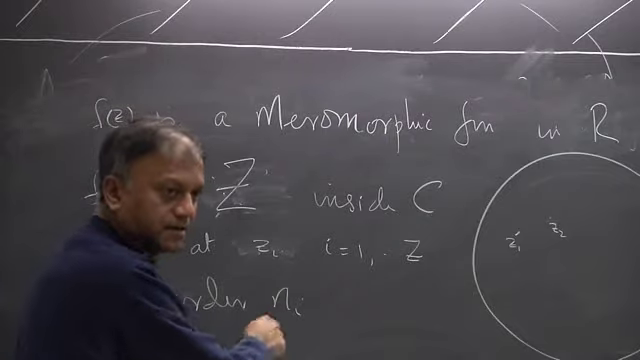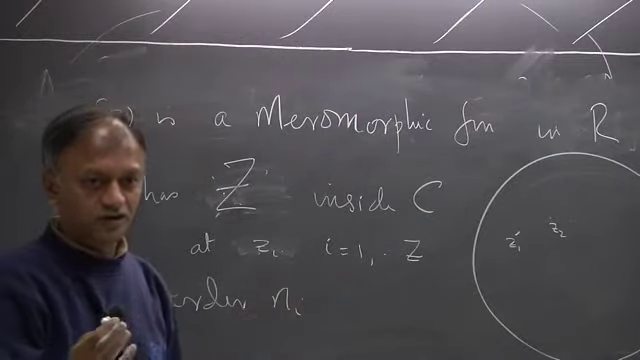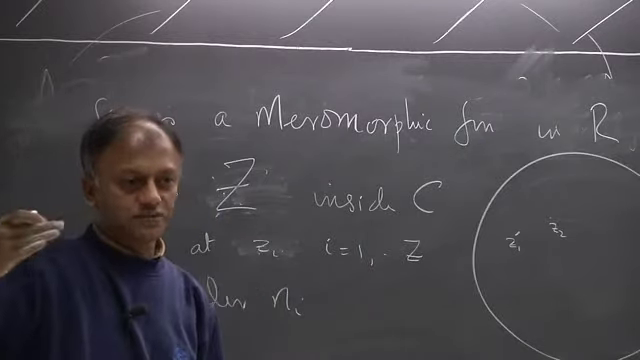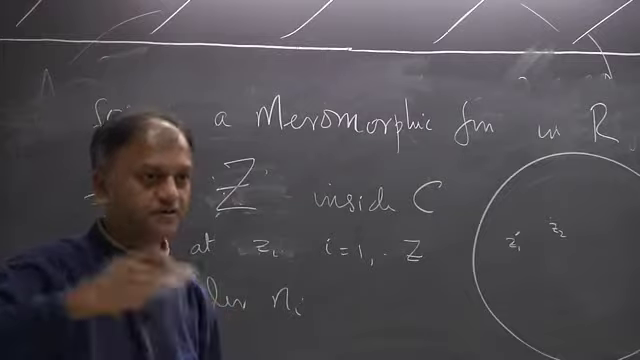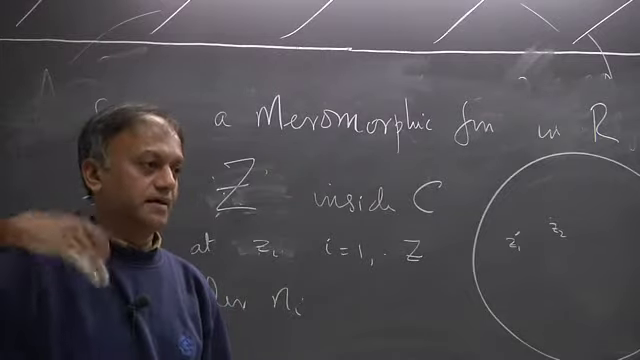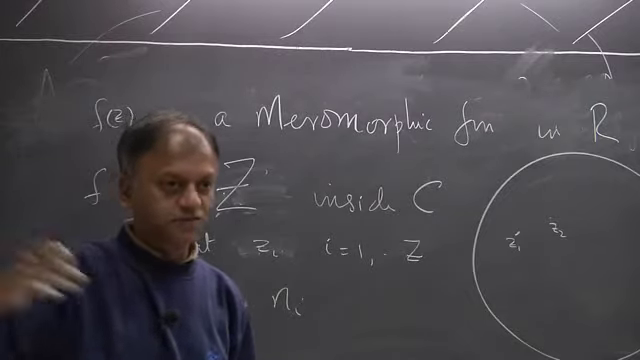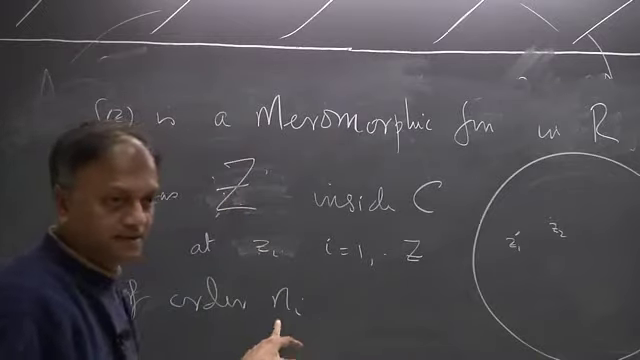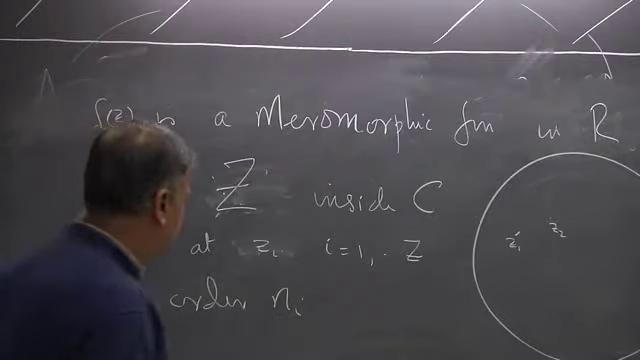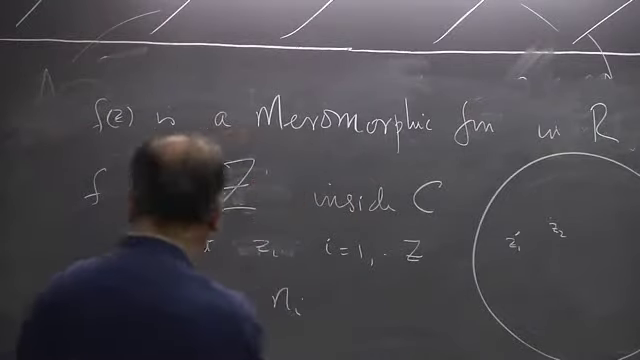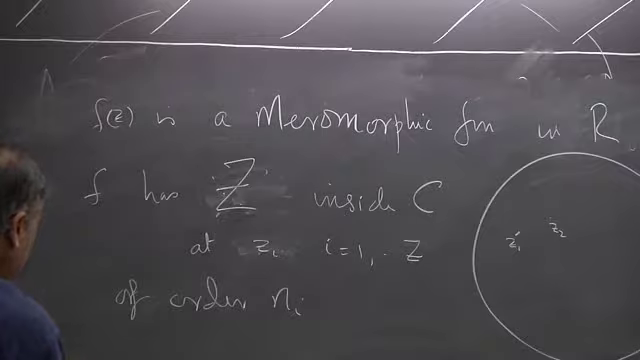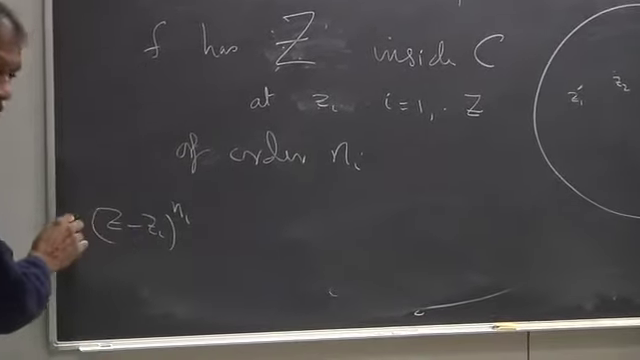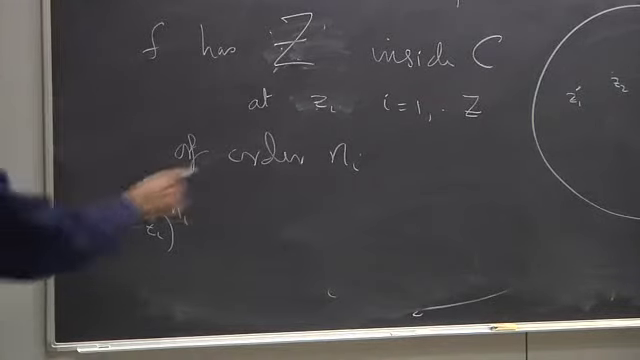The order of the zero, you remember, means that the function and the first n minus 1 derivatives vanish, and then the nth derivative does not vanish. This means that if you do a Taylor expansion, it will start with (z minus zi) to the power of ni, and this coefficient is not 0. That's what ni means.